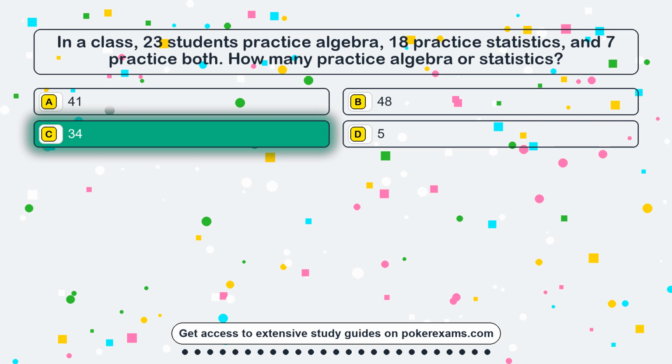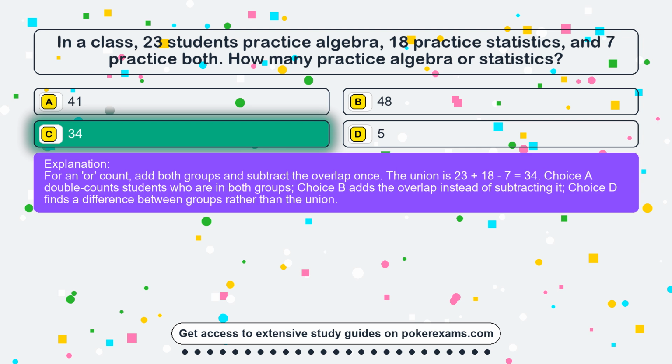The correct answer is option C, 34. For an OR count, add both groups and subtract the overlap once. The union is 23 plus 18 minus 7 equals 34. Choice A double counts students who are in both groups. Choice B adds the overlap instead of subtracting it. Choice D finds a difference between groups rather than the union.